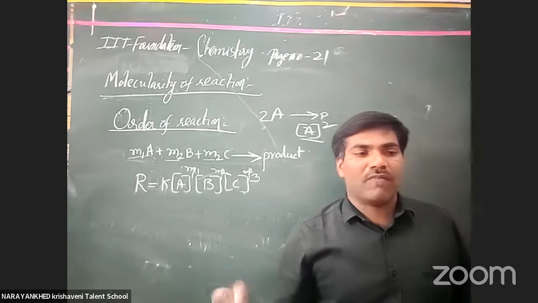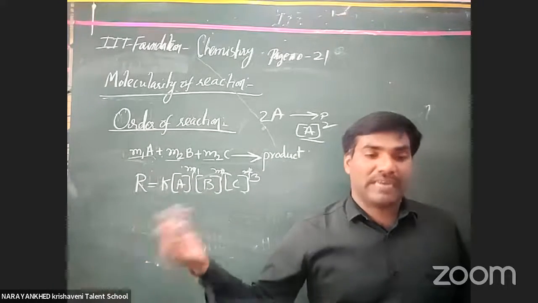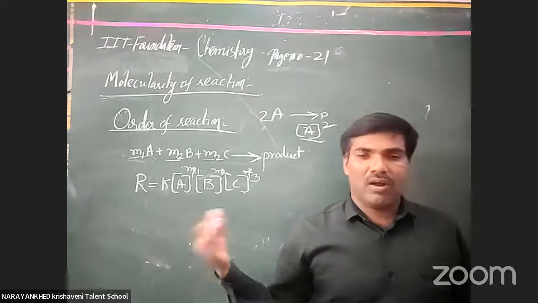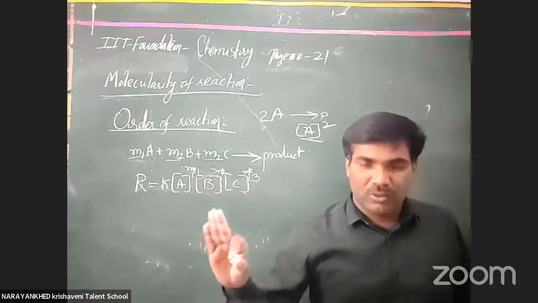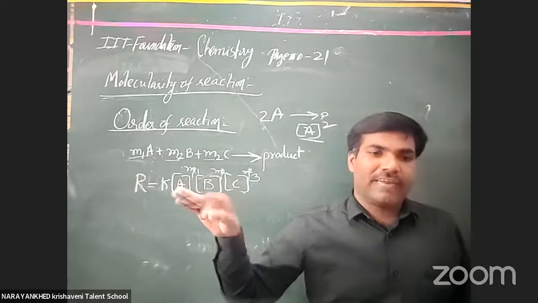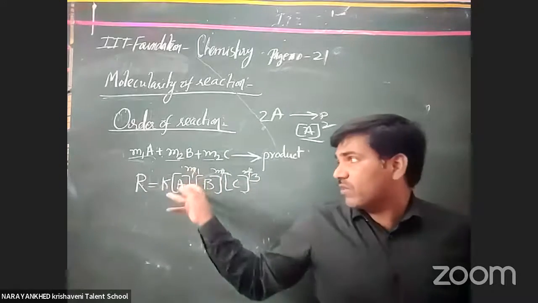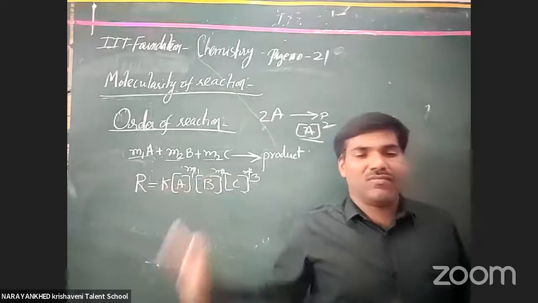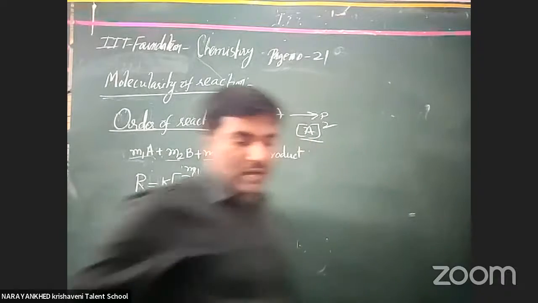The sum of the powers of the concentrations after the rate law is written for a chemical reaction is called the order. First you take one chemical equation and write the rate law for it. In that rate law there are concentration powers. Those powers are called the orders. Clear or not? Yes, this is all about the orders.